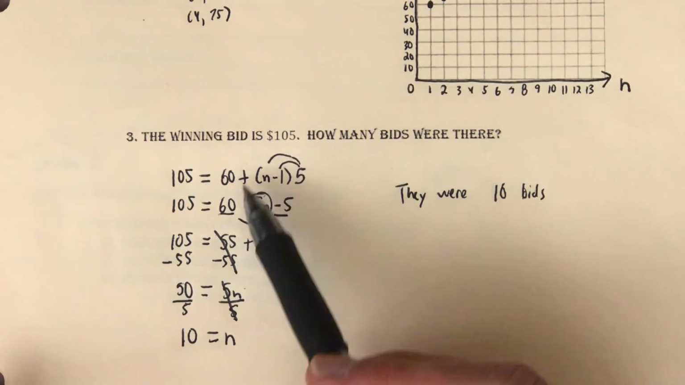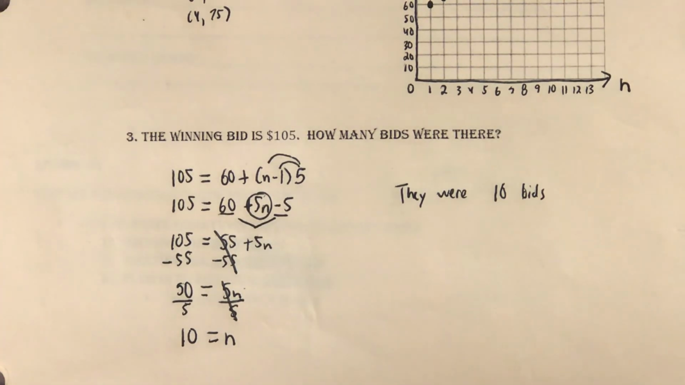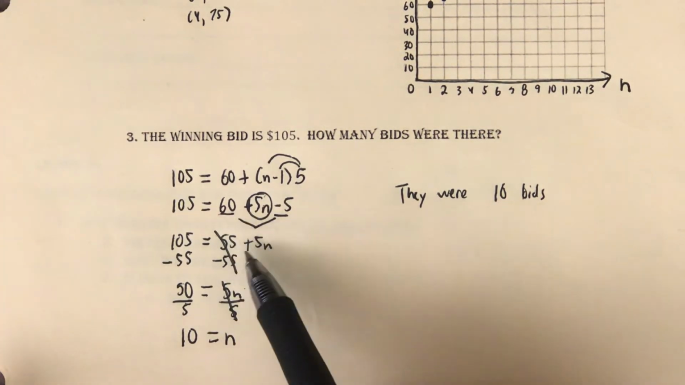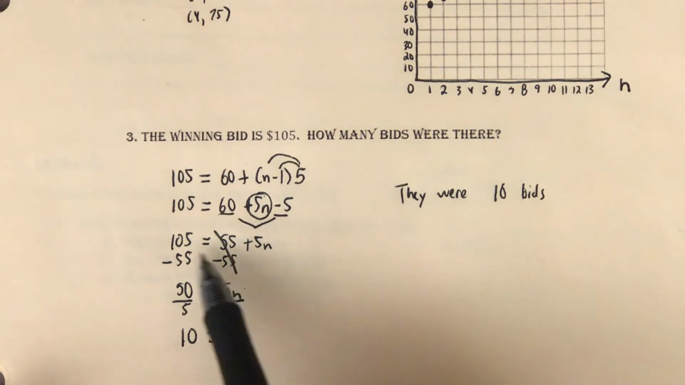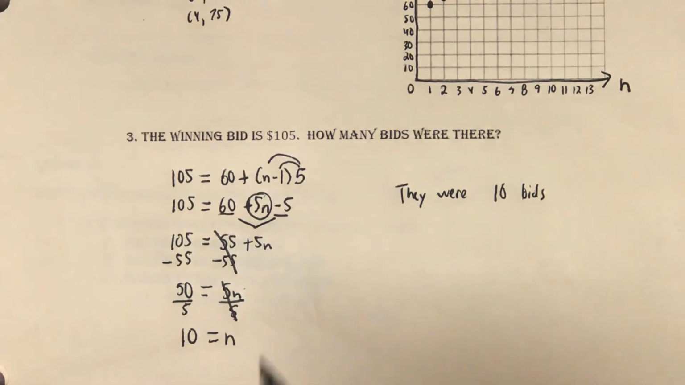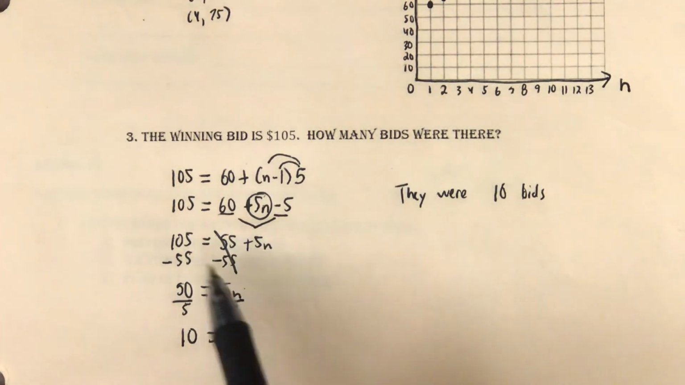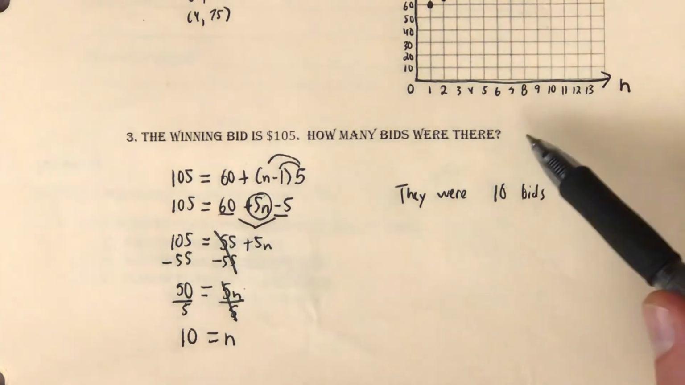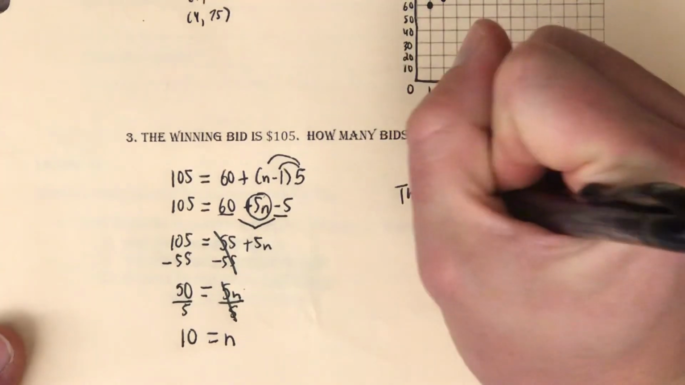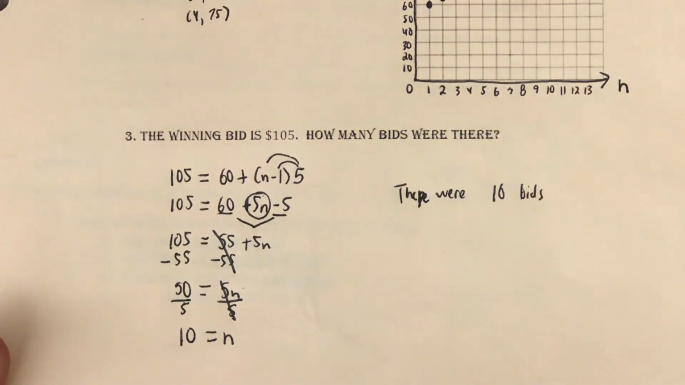So first we distributed the 5 and got rid of the parentheses. Then after we had done that, we combined those like terms of 60 and negative 5 to make 55. Then we were left with 105 equals 55 plus 5n, and we solved it for n. So we subtracted 55 across, then divided by 5, and we figured out that n equals 10. And n stood for the position of the bid, right? That was the bid number. So we said finally at the end, how many bids were there? There were 10 bids.